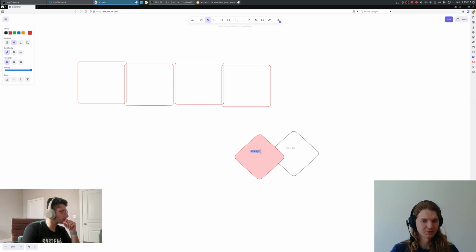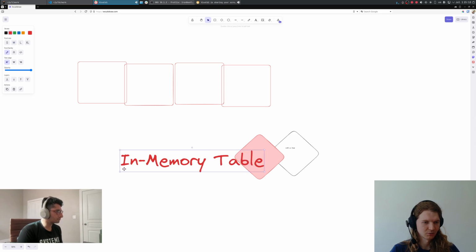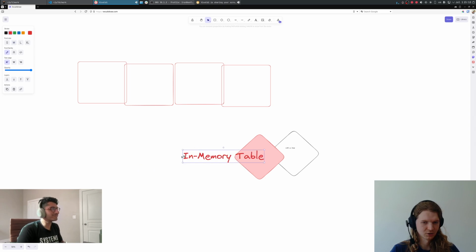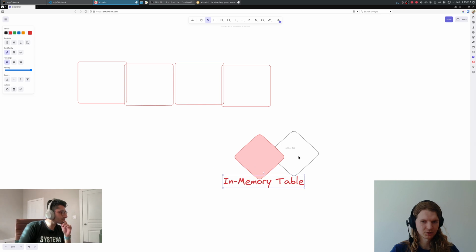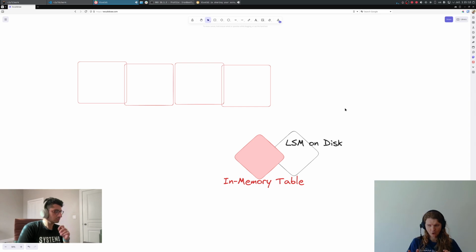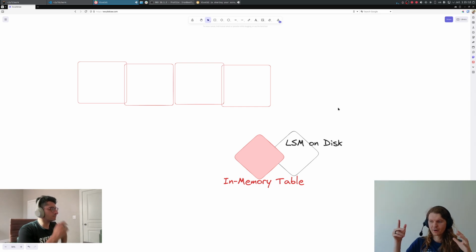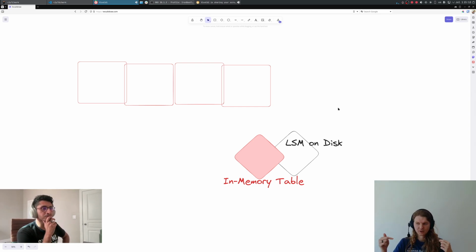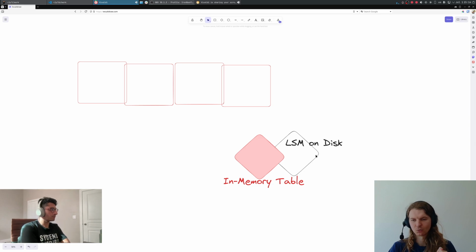And we have an in-memory table. And I'm going to make this much larger because it is impossible to read. Not this large. Okay, like in-memory table, we have LSM on disk. So, if a new request comes in, to figure out what is the state of the actual state machine, we merge our in-memory data with our on-disk data, and that's our view.